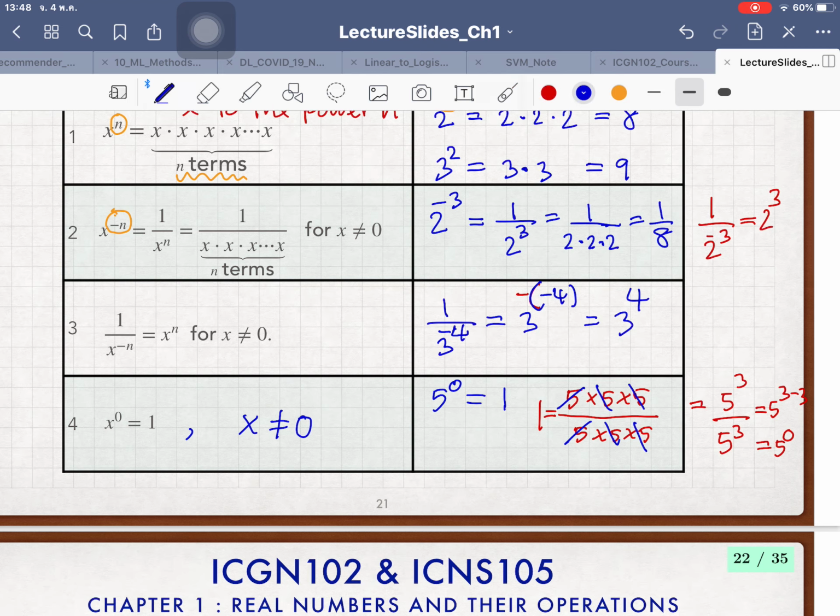Or I can give you one more example. How about if you have 3.14 to the power 0? Keep in mind that whenever this exponent is 0, the result will give you 1 right away. Except for this case, if you have 0 to the power 0, this term is undefined. You cannot find the value of this term.